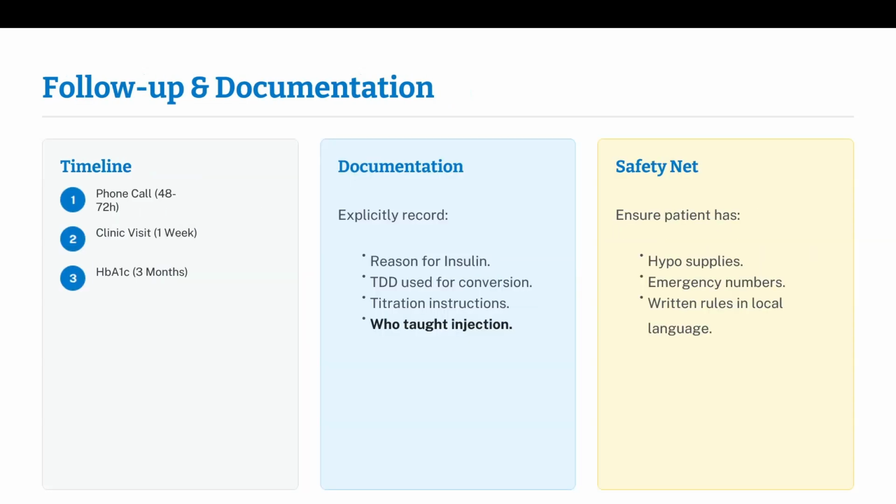Follow up and documentation. Ideally, the patient should have normal glycemic control and the goal should be met in the first 48 to 72 hours. If it is not met, ask them to call the clinic to ensure that the dose is correct or to clear any doubts. I suggest a clinic visit 1 week after discharge and ensure an HbA1c is done at 3-monthly intervals.